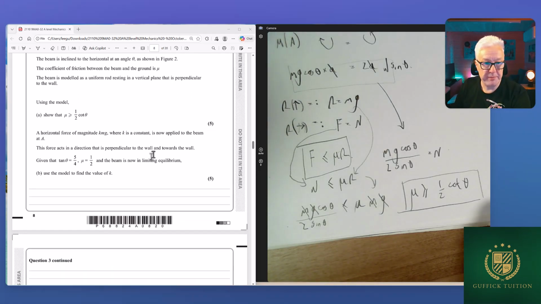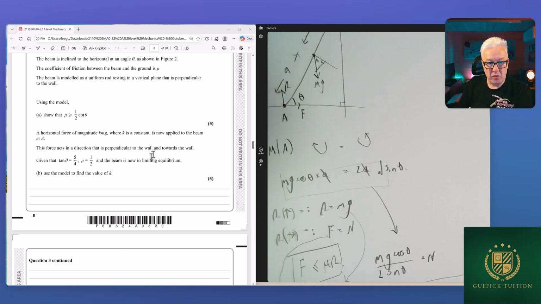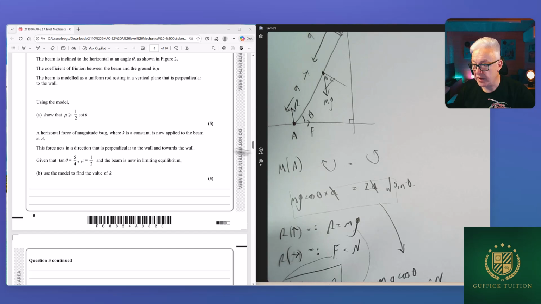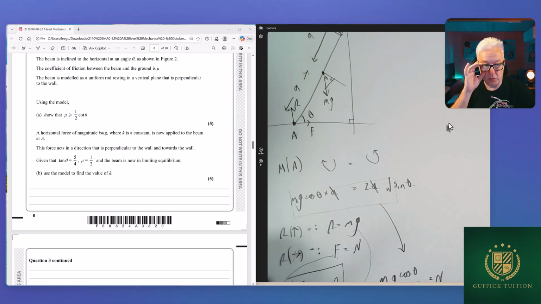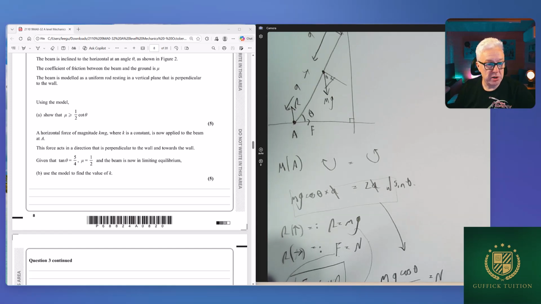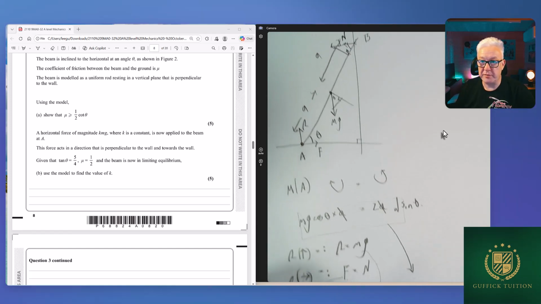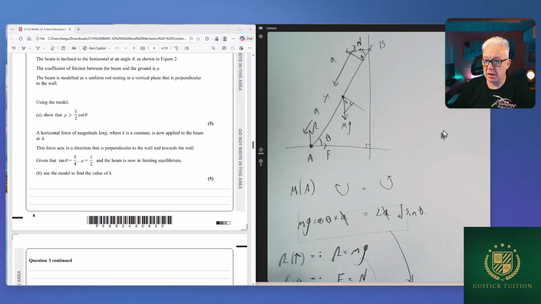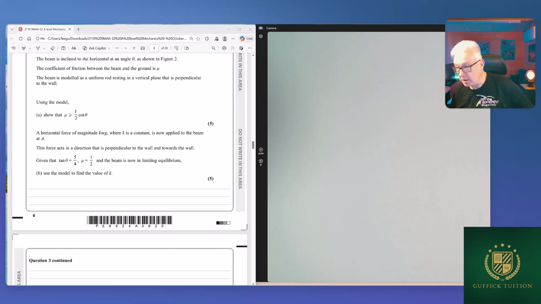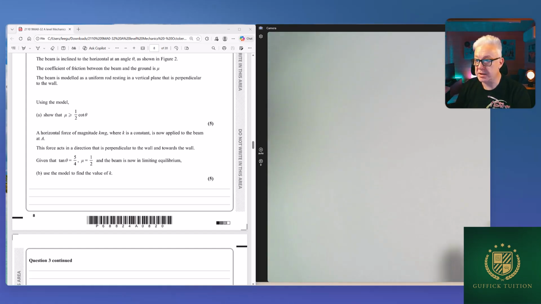A horizontal force of magnitude kmg, where k is a constant, is now applied to the beam. This force acts perpendicular to the wall, and we're given that tan theta is equal to 5/4 and that mu is a half, and that the beam is now in limiting equilibrium. It says use the model to find the value of k, another 5 marks. So we've got a similar kind, well, let's have a think about this. Let's have a new sketch to represent what's happening in this situation.